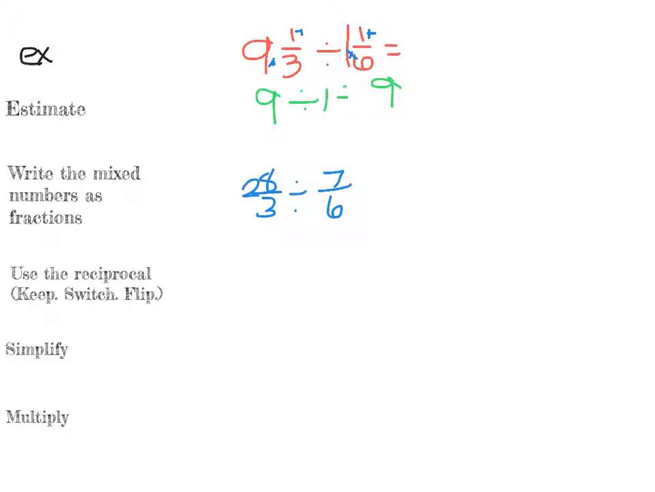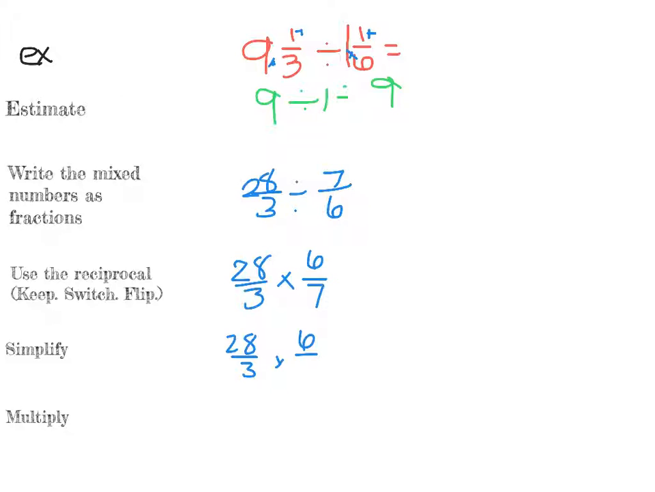Now we're going to use the reciprocal, or keep, switch, flip. So I'm going to keep 28 thirds the same. I'm going to switch this to a multiplication sign and use the reciprocal to multiply it by 6 sevenths. Now I'm going to simplify, or I like to call it cross-canceling.